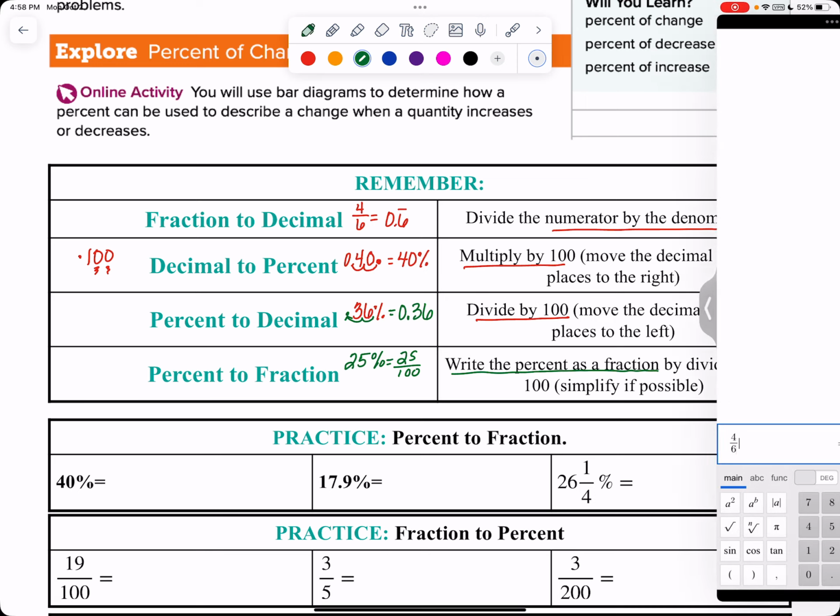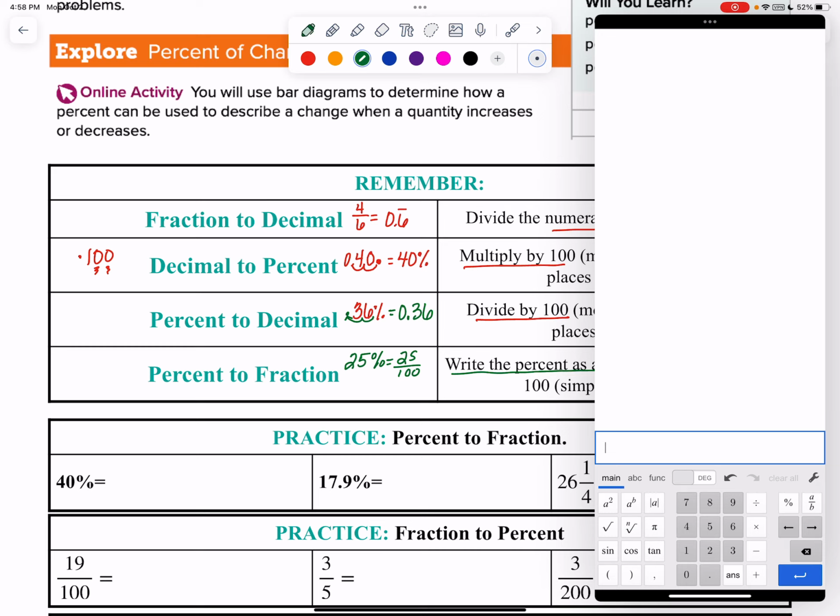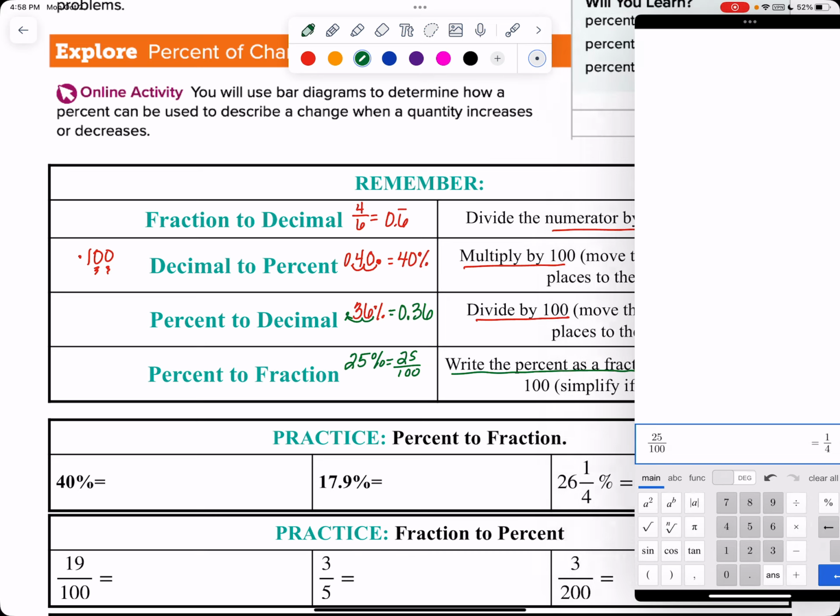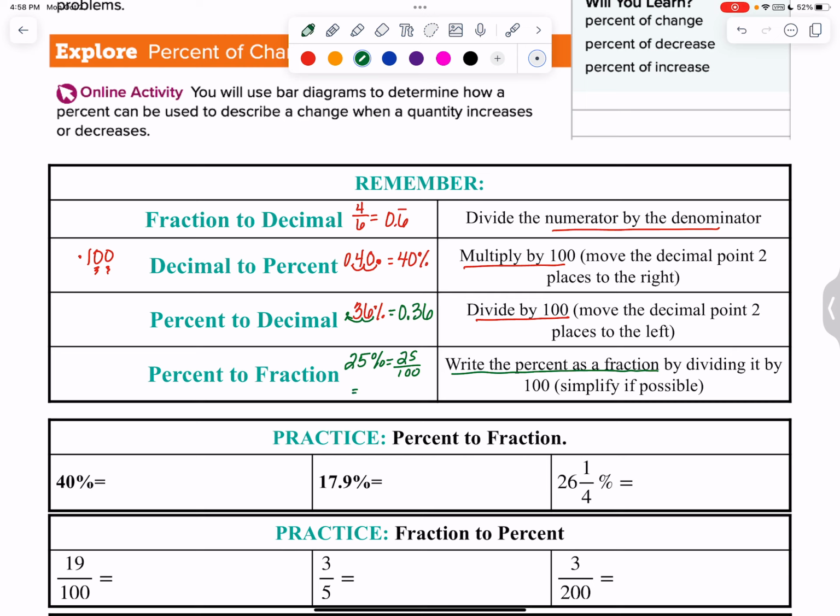So that one's a nice, easy one to simplify, but I do want to show you on the calculator. We would type 25 divided by 100, and then the Desmos calculator is really nice because it gives the decimal, but if you hit the little fraction circle next to it, it'll show the simplified or reduced amount, which is 1/4. So that's really what we have to write. The simplified fraction for 25% is 1/4.